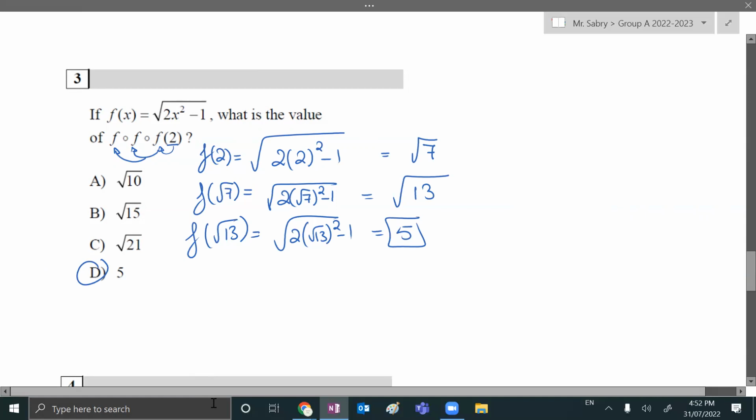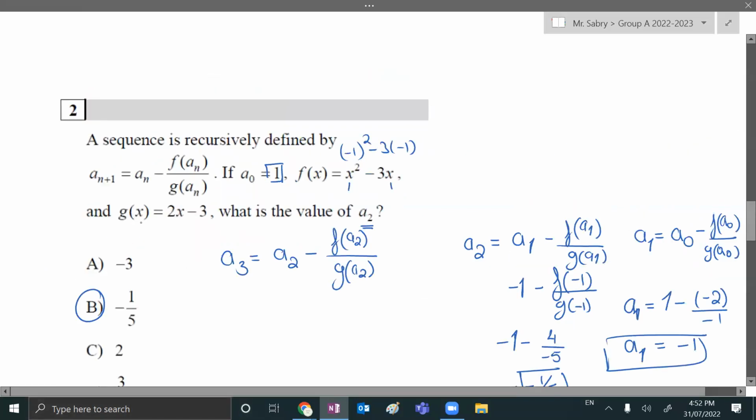a0 equals 1. Muhammad, we didn't say that a0 is equal to 1. You see, according to this form, a_(n+1) is equal to a_n. So if I want, for example, a2, then here it must be a1. If here I want a3, then this is a2, one less than it directly. Understand? So that's why when I said I want a1, a1 should be equal to the one before it minus f of a0 over g of a0. Does that make sense, Muhammad?